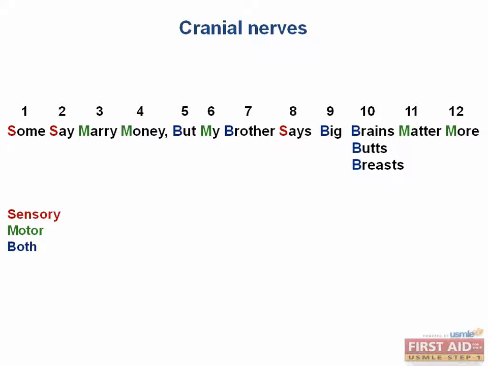There is a nice mnemonic to help you remember which cranial nerves carry sensory, motor, or both types of information. It is, some say marry money, but my brother says big brains, butts or breasts matter more.